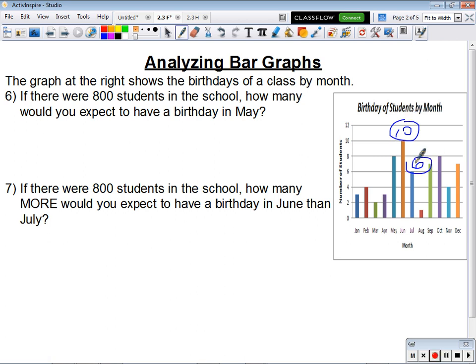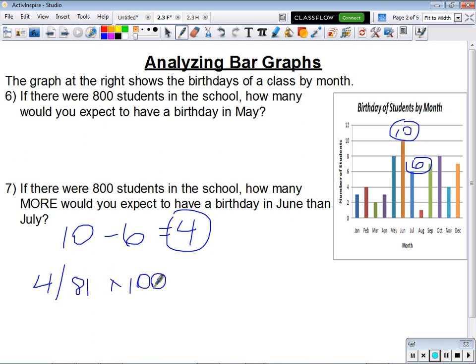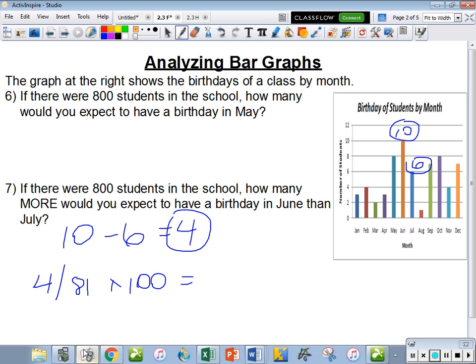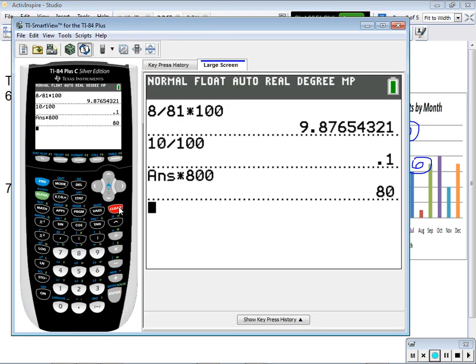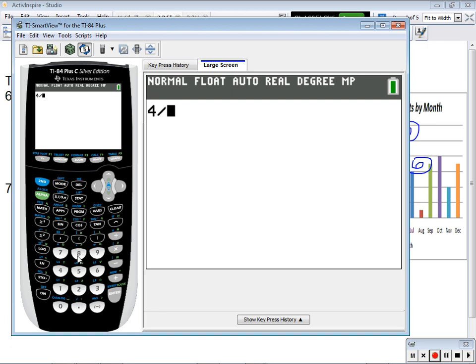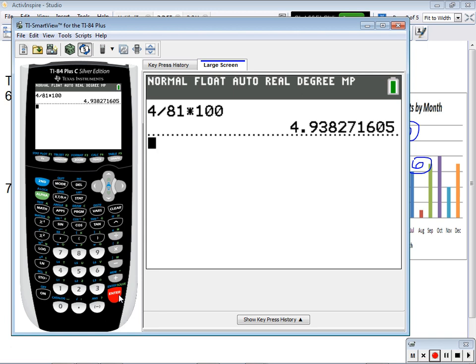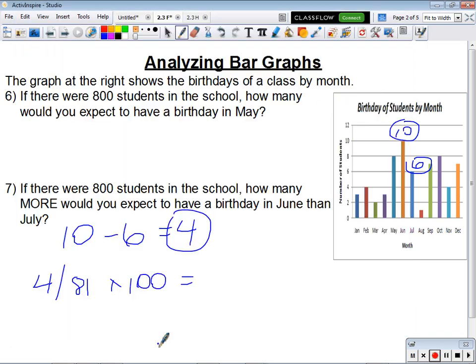So what I want to do first, after I subtract and find the difference, is I want to take 4 and I want to convert it to a percent. So I'm going to do 4 divided by 81 times 100. So when I do that, so here I got 4 divided by 81 times 100. So the percentage there would be, if we call this 4.9, this would be 5%. So that's 5%. And now what I want to take is, what's 5% of 800?